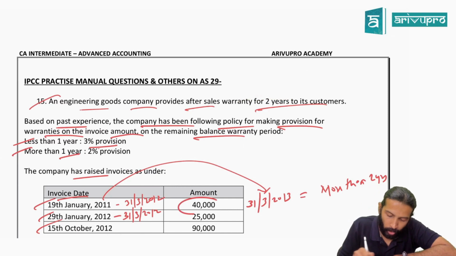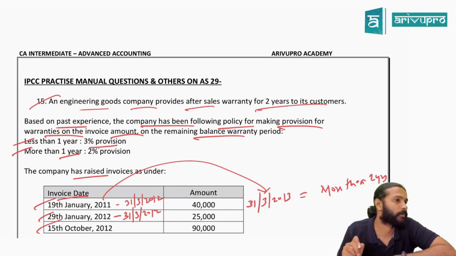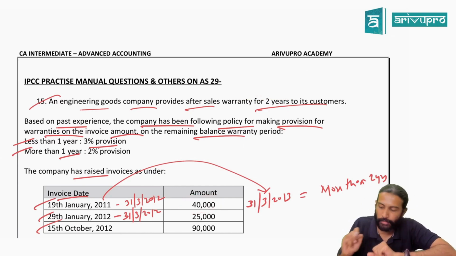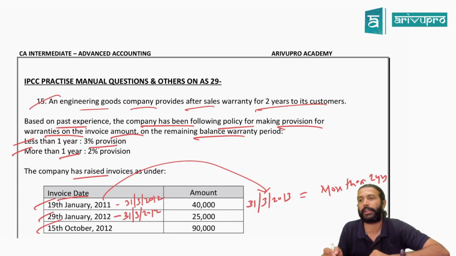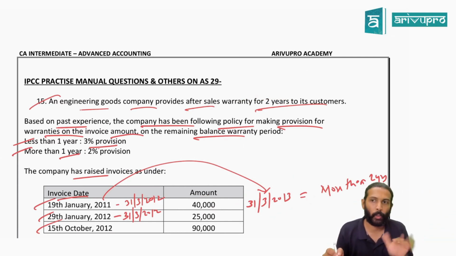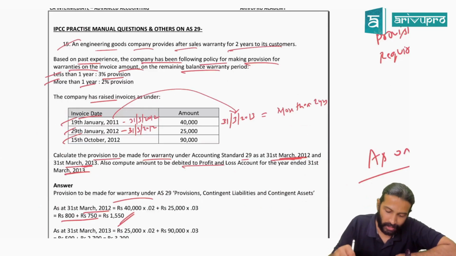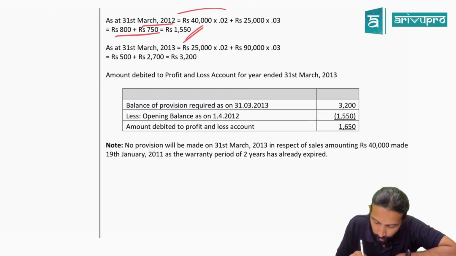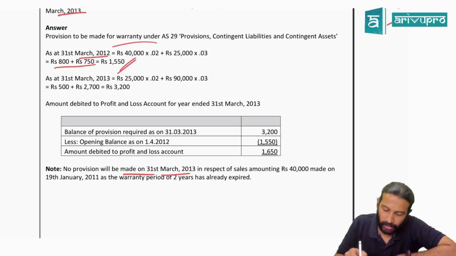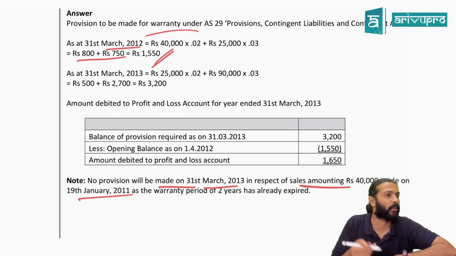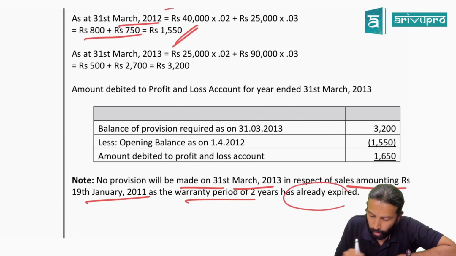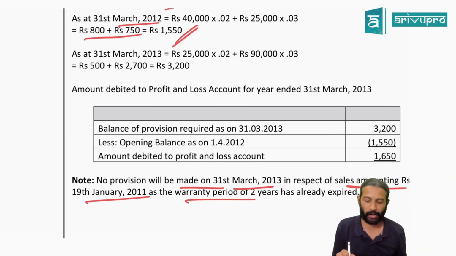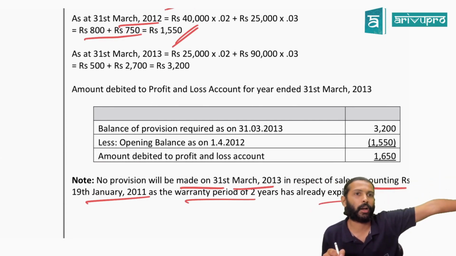That means is a provision required for this 40,000? Should I have to make any provision for this 40,000 on 31st March 2013 or not required? Not required. Why? The period of 2 years has exceeded. So no provision will be made on 31st March 2013 in respect of sales amounting to 40,000 made on 19th January 2011. Why? As the warranty period of 2 years is already expired. They have neatly given. Yes, sir.